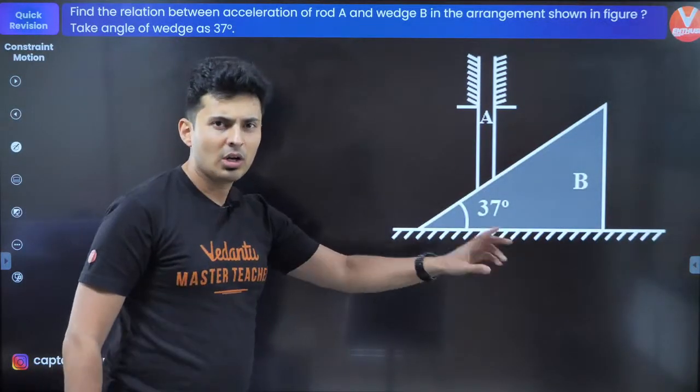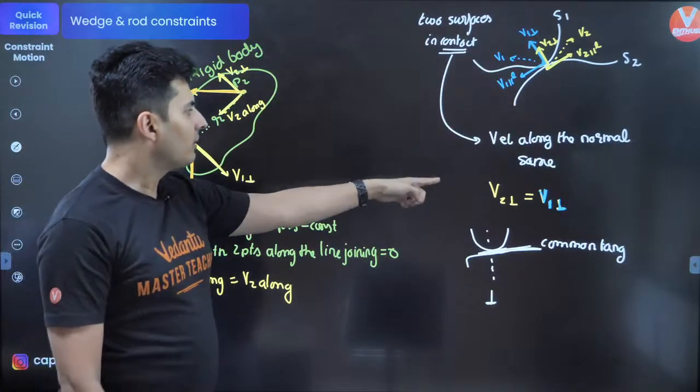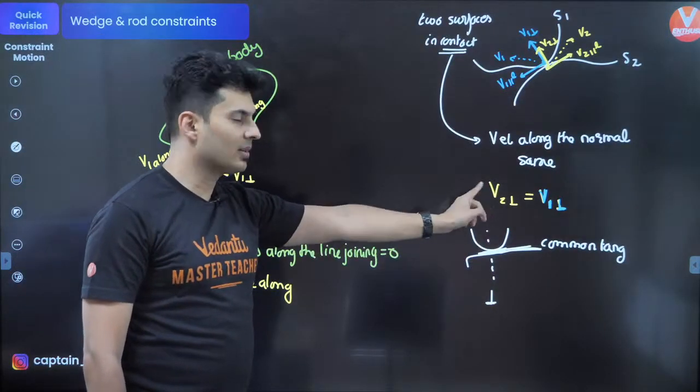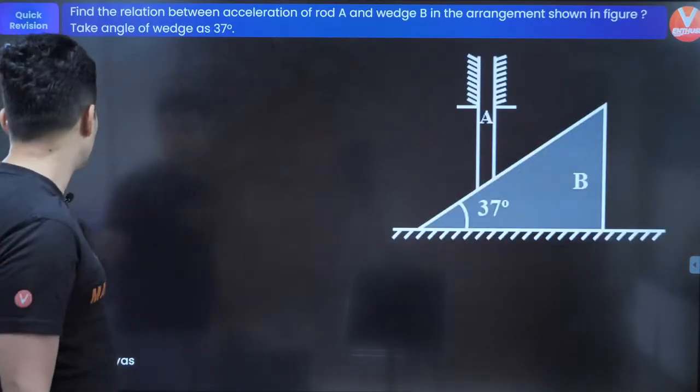Now in this question, you can do by the method which I told you over here. Because two surfaces are in contact, so their perpendicular components are same. Or you can also use some visualization to solve it.